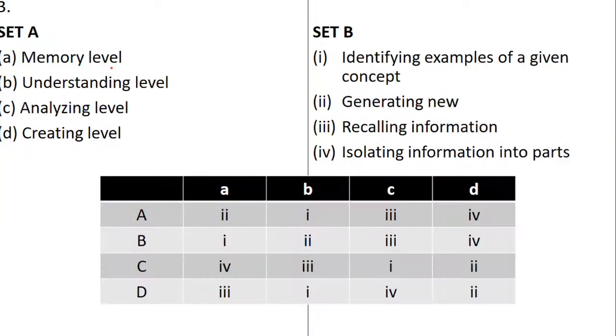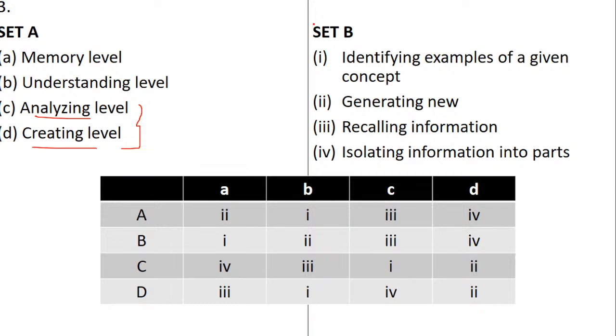Now let's go to question number 3. If you remember, yesterday also we did a similar type of question, but this question is different. So you have two sets, set A and set B. In set A, you have various levels like memory level, understanding level, analyzing level, creating level. Actually these are not levels, these are the concepts related to Bloom's taxonomy. They have given them in the form of levels, and in set B they have given the meaning. So you have to match them. Let's see how you match it.